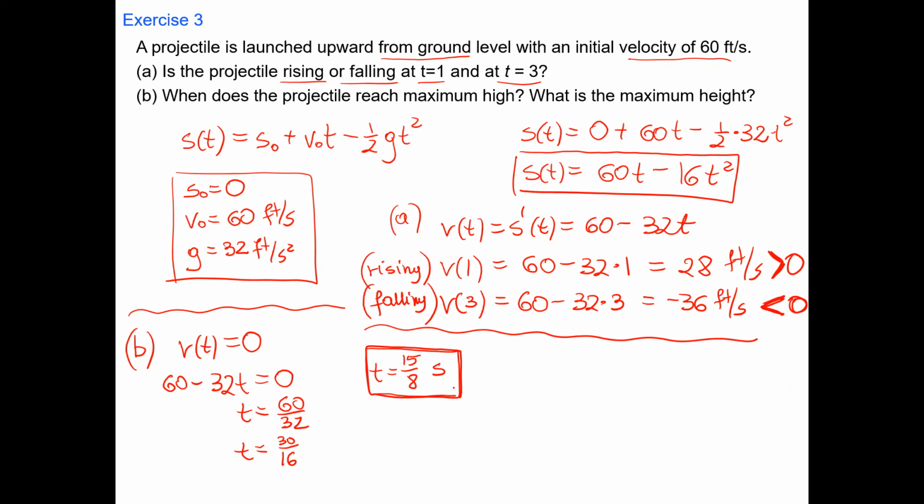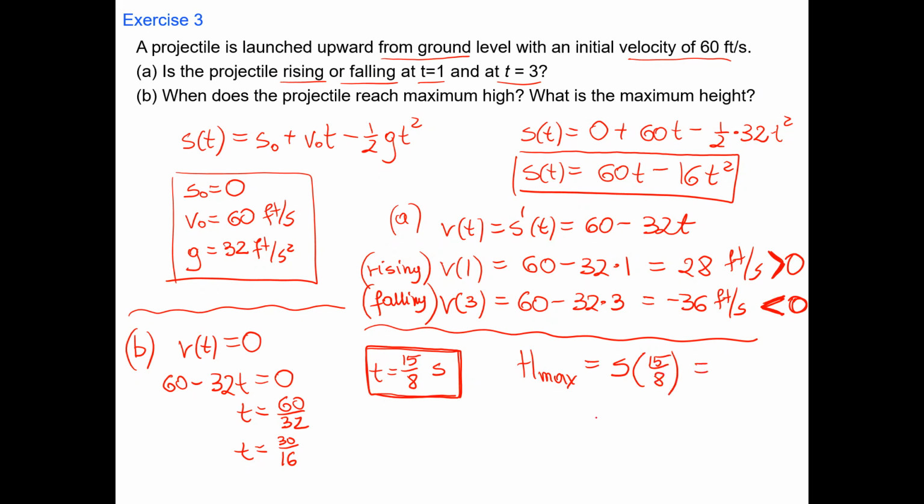That means, if they're asking when does the projectile reach the maximum height, at that moment, almost at 2 seconds, if I approximate this. But now, what is the maximum height? Height maximum will be the value of the position function at that time, 15 over 8.